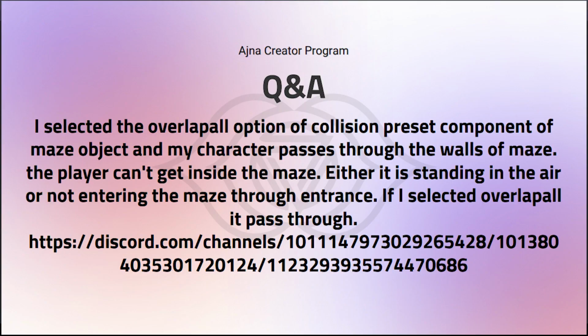I selected the overlap option of the collision preset component of the maze object and my character passes through the walls of the maze. The player can't get inside the maze either: it is standing in air or not entering the maze through the entrance. If I select the overlap, it passes through. Okay, so I think this is a question that I can check out on Discord.